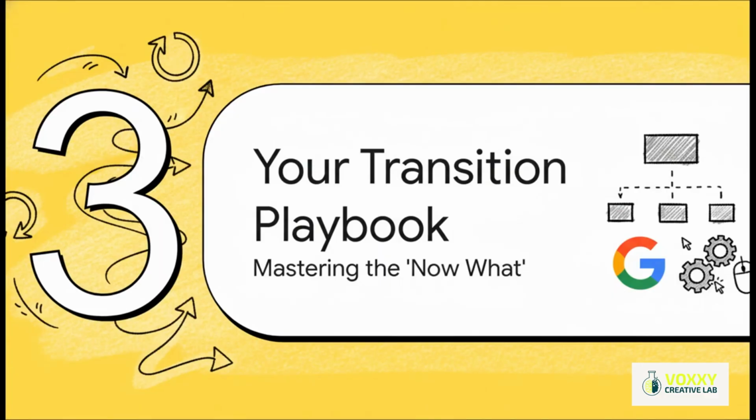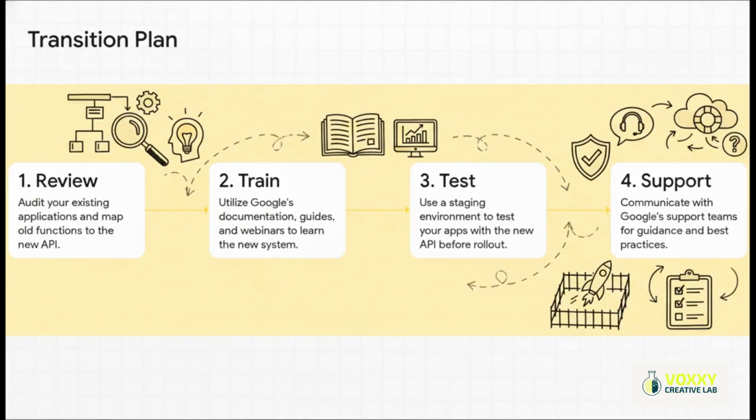Which brings us to the part you're probably here for. How do you actually get through this change? Section 3 is your transition playbook, your guide to mastering the now what. I know this can feel overwhelming, but if you break it down into these 4 steps, it becomes totally manageable. First, you have to review. You need to do a full audit of every single app you're using and figure out how its job maps to the new API. Second, train up.